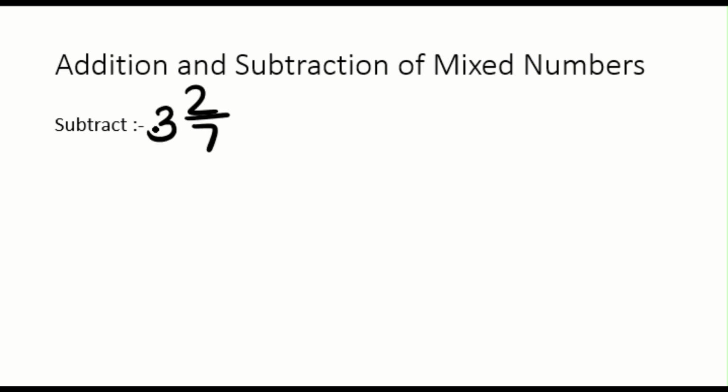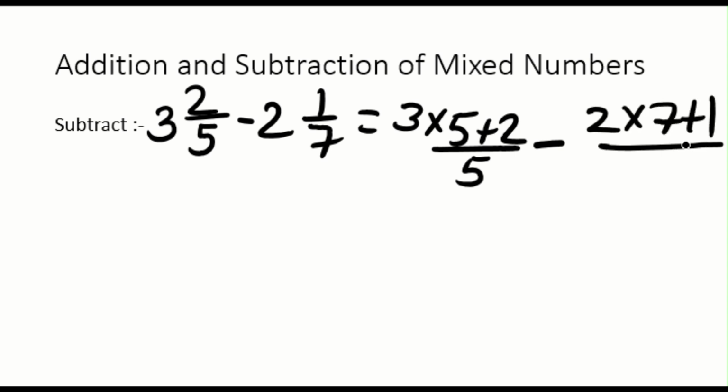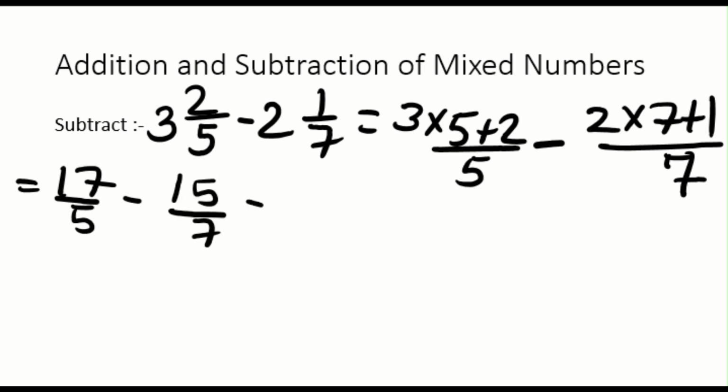3 2 upon 5 minus 2 1 upon 7. So basically, as we did there in addition, the same we are going to follow: 3 multiplied by 5 plus 2 upon 5 minus 2 multiplied by 7 plus 1 upon 7. Okay, which is then equal to 3 5s are 15 plus 2, 17 upon 5 minus 7 2s are 14 plus 1, 15 upon 7.